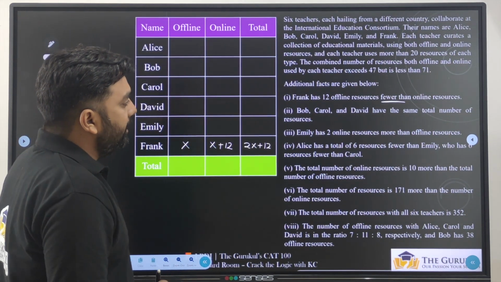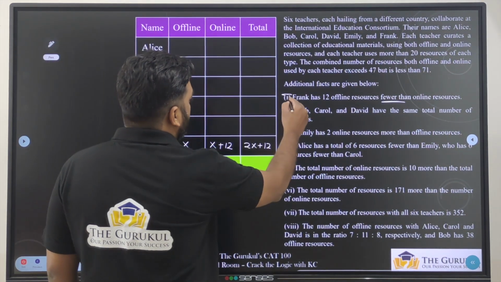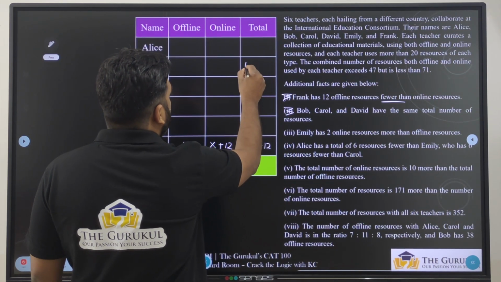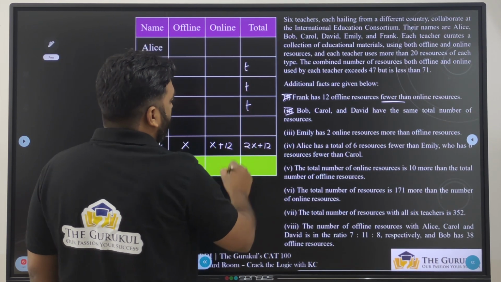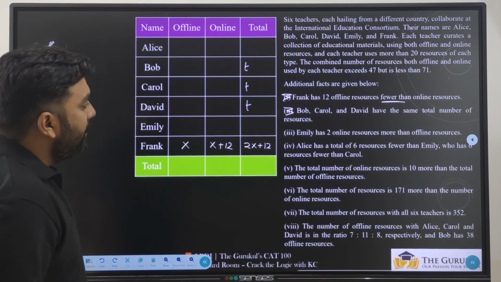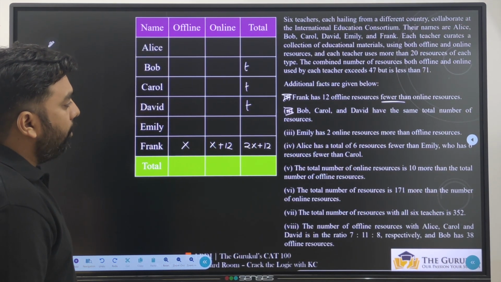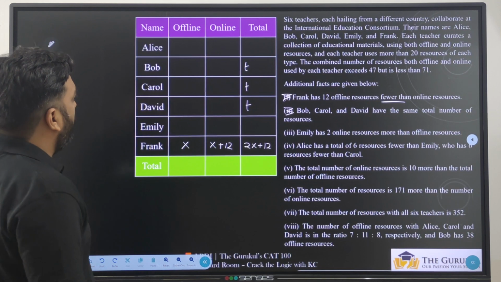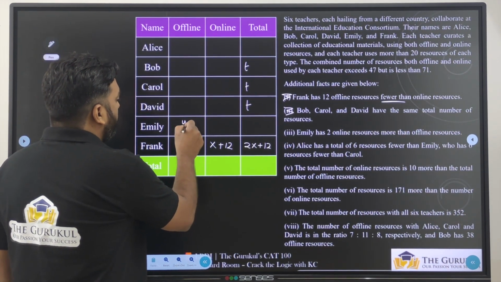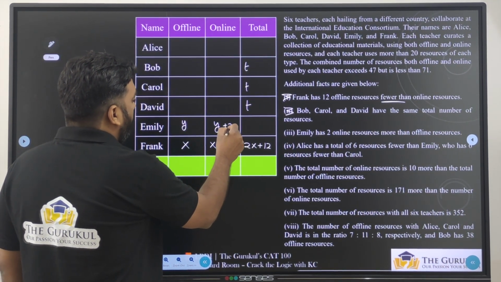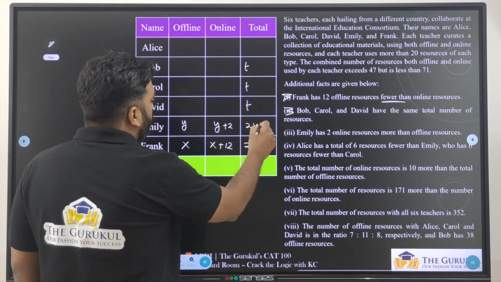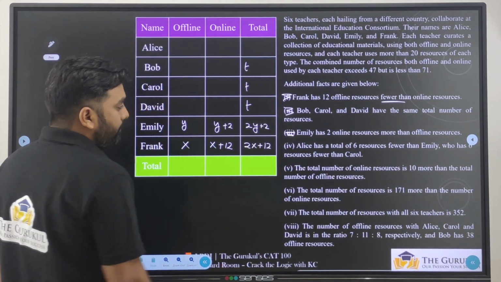B, C, D have the same total number of resources. So this is some t value, total and total. E has 2 online resources more than offline resources. So if offline resources are y, online will be y plus 2, and total will be 2y plus 2.